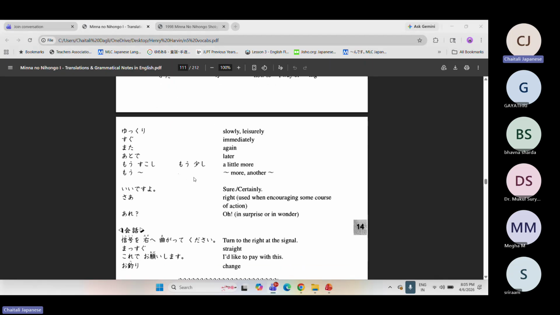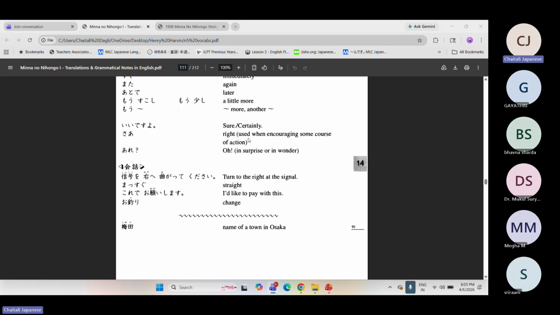Okay, next page. Yukkuri, slowly or leisurely. Sugu, immediately. Mata, again. Atode, later. Mo sukoshi, a little more. Mo, more or another. Ii desu yo, sure or certainly. So whenever you have yo at the end of your sentence, it means that with a lot of confidence and with a lot of proof, you are stating a statement. And if at all you have ne at the end of your sentence, it means that you are not sure about that particular sentence. Okay. Sa, right. Are, that.